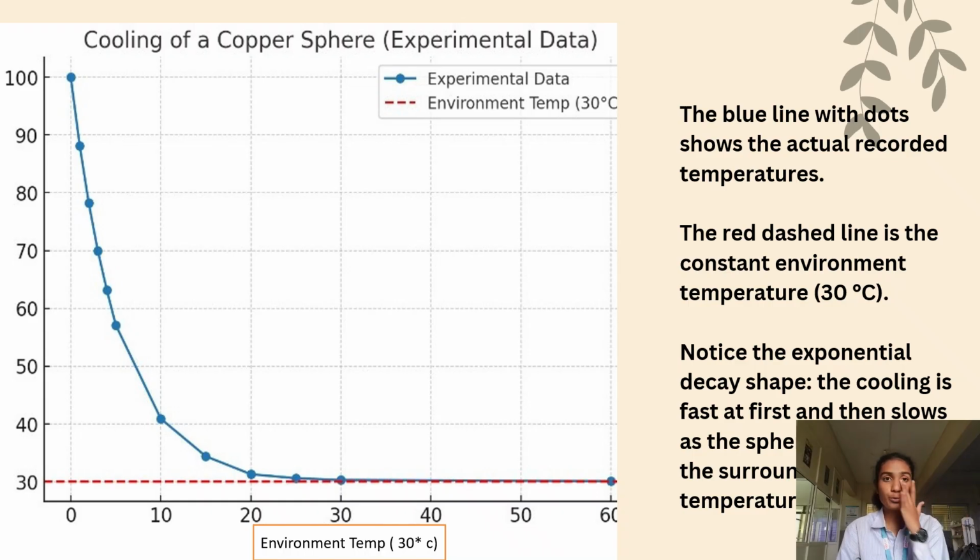The graph here shows the cooling of the copper sphere, which is exponential data against time. The blue line with dots shows the actual recorded temperature. The red dashed line is the constant environment temperature of 30 degrees Celsius. We can notice the exponential decay shape: the cooling is fast at first and then slows as the sphere temperature approaches the surroundings.